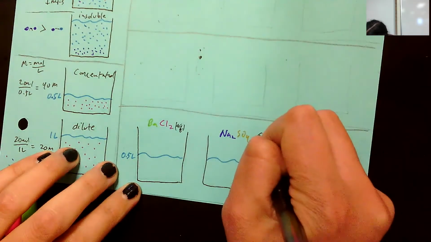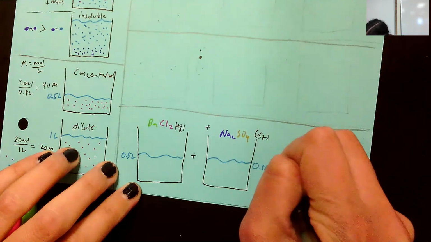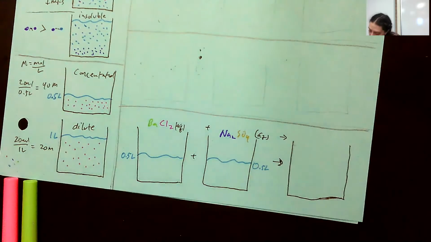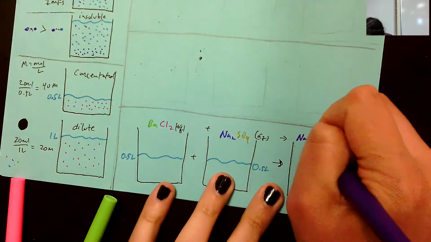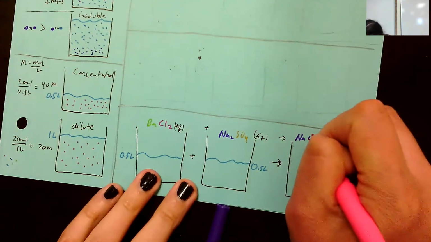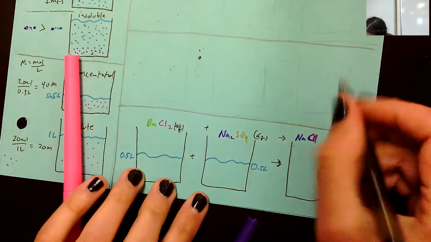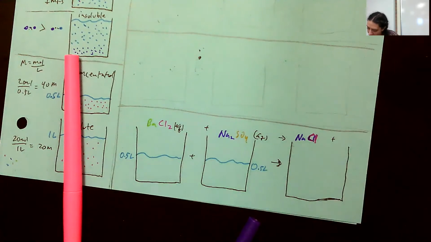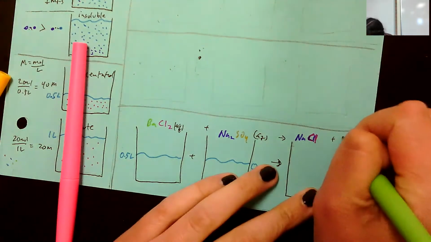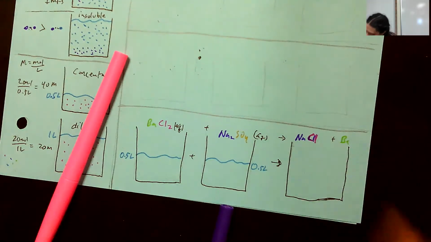Okay. All right, so these two are going to react, and they are going to form some products. Our products are going to be sodium chloride, sodium. We've got all these colors, let's use them. Chloride, which is going to be a thing, and then of course barium sulfate. I should leave these markers open. I'm going to need them a lot.